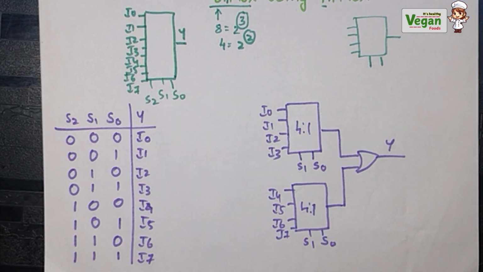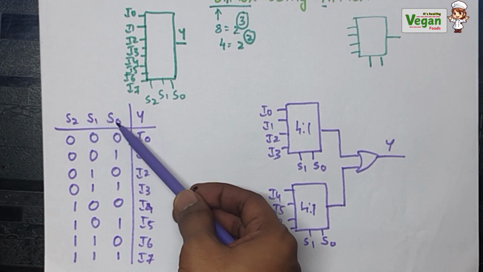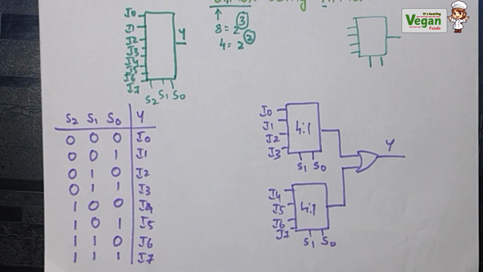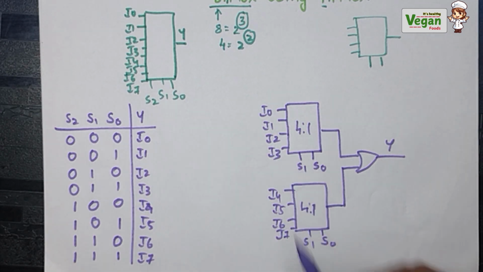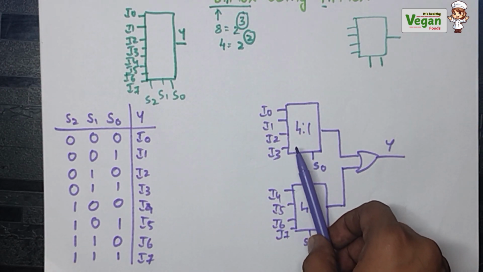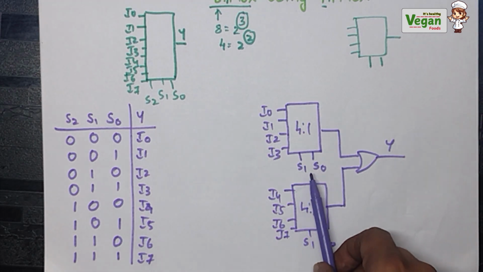Okay, now we have already constructed S1 and S0. S1 and S0 selective lines are already there, but S2 is not there. How to implement S2? We must take it from outside, because one 4:1 multiplexer can have only 2 selective lines.